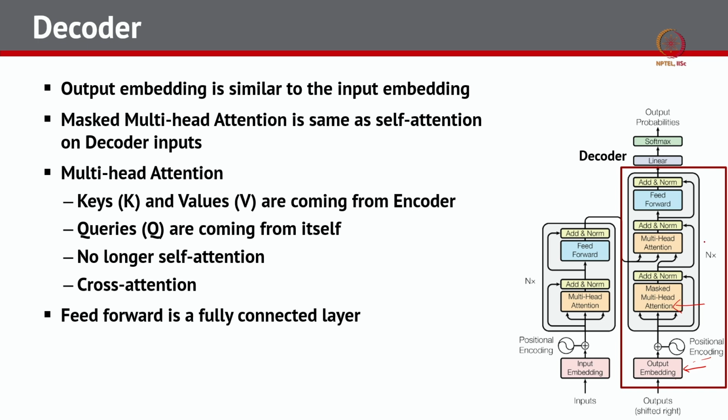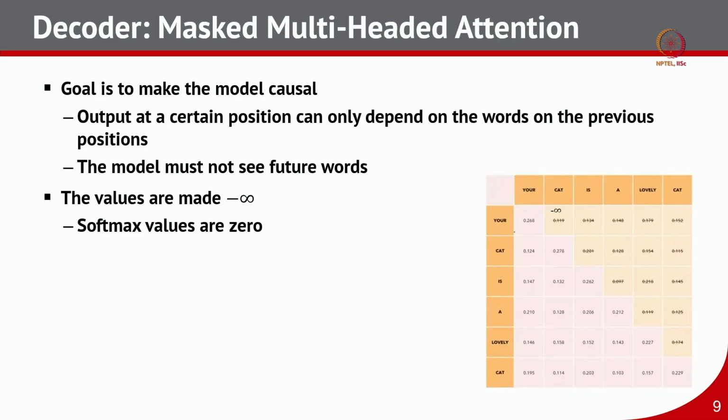Now, remember these are encoder-decoder models, but most of the newer LLMs are decoder-only models. In an encoder-decoder model, once we have multi-headed attention in the decoder, the keys and values, K and V, come from the encoder. Okay, these are K and V which are coming from the encoder, but the queries are coming from the decoder itself. So, it is no longer self attention, it is cross attention. Okay. And then feed forward is a fully connected layer, which we already saw in the context of DNN.